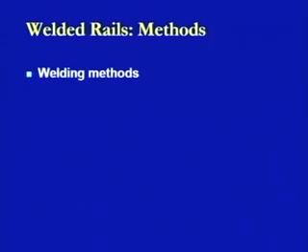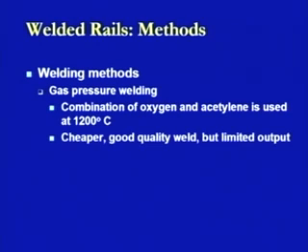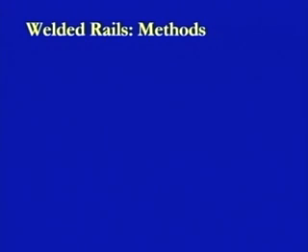As we have seen, we have four methods of welding, and we will be looking at all these four methods one by one. The first one is gas pressure welding. In gas pressure welding, we use two types of gases, oxygen and acetylene, used together maybe in two different cylinders, and we have to go up to a temperature of 1200 degree centigrade, at which the two rail sections which have been butted together will start flowing and become one section. This is what is done in gas pressure welding. This is one of the cheaper ways of welding, and it also results in good quality of weld, but what is observed is that only limited outputs are available in our conditions.